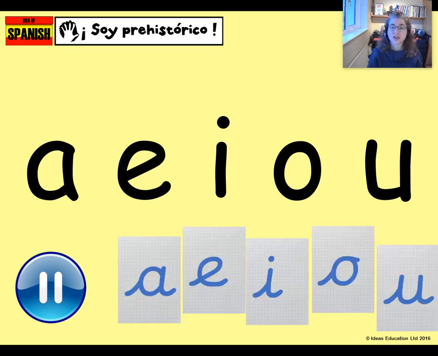What you need to do is to take 5 little bits of paper, so you may need to do some cutting, and write the vowels, one each, on each of the pieces of paper. So you're going to have one piece of paper with A, one with E, one with I, one with O, and one with U. So pause the video to do that, and then press play again when you're ready to continue.